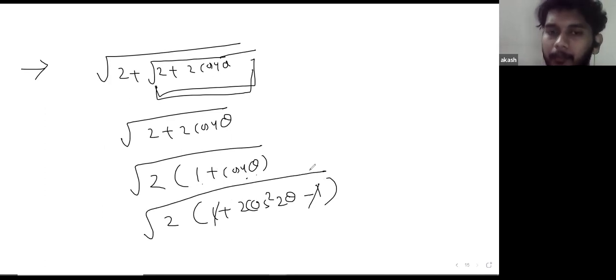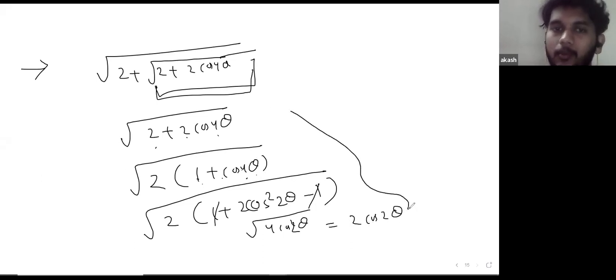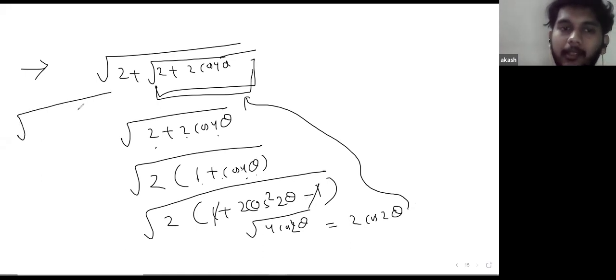Sir, the third step, how did you take it? You took 2 common. Yeah, I took 2 common, so this is 1 plus cos 4 theta. So this is under root 4 cos square 2 theta, that means 2 cos 2 theta. So this whole value means 2 plus 2 cos 2 theta. Now I can write this is under root 2 plus 2 cos 2 theta.